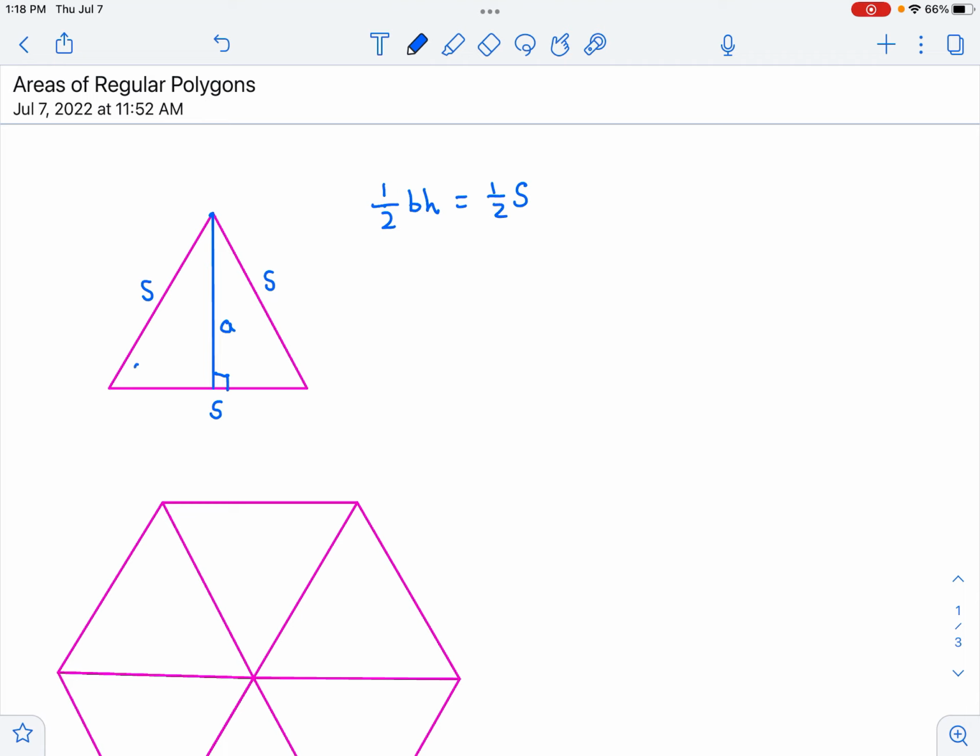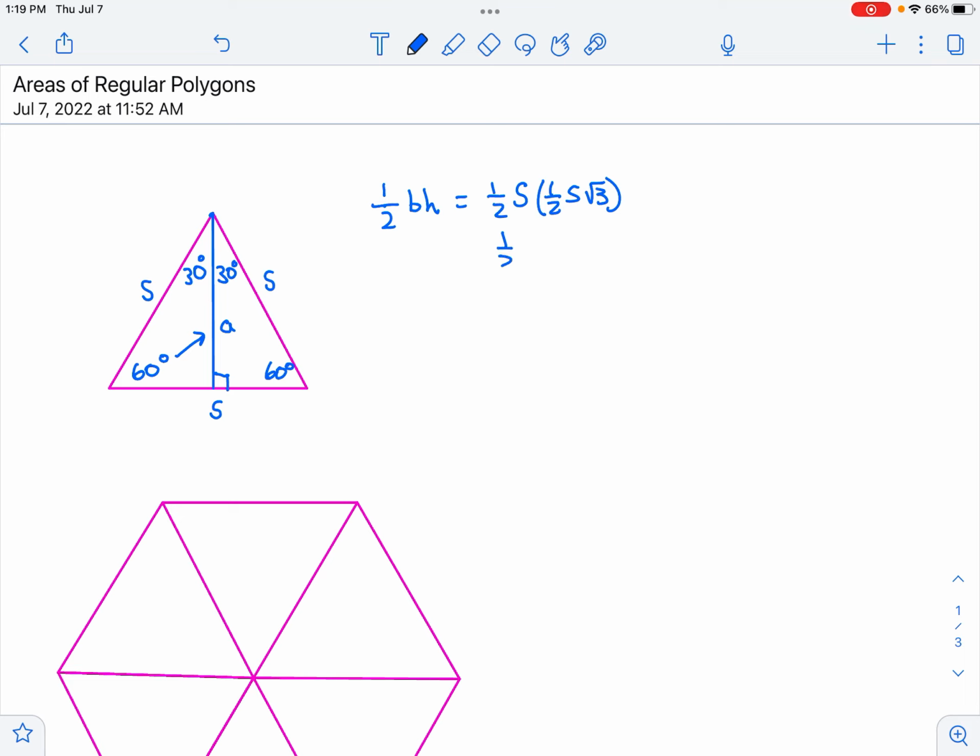Now remember, every angle was 60 degrees. So this was 60, 60, 60. Now the angle up here is bisected, so it's a 30, 60, 90 triangle. The reason I did that is because we know that the side opposite the 60-degree angle is 1/2 the hypotenuse times the square root of 3.